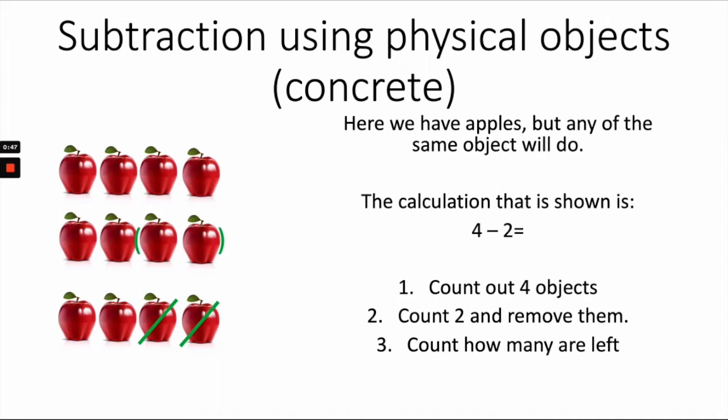We've got apples on the left-hand side of the screen, so the calculation that is being discussed is 4 subtract 2. So the children will need to count out 4 objects. They'll then need to count 2 of them and then remove them and then count how many are left.